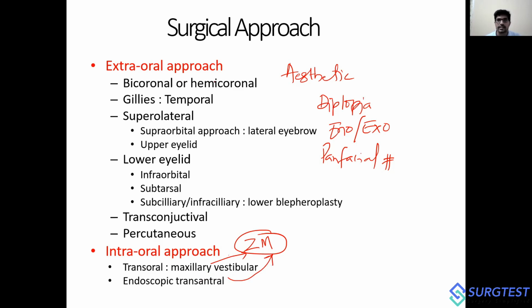In case of the extraoral approach, the bicoronal approach is considered when there are panfacial fractures. You can always very well go for the bicoronal approach. The Gillies temporal approach is reserved for isolated fractures of the zygoma which are depressed fractures. This is only for depressed fractures. The superolateral approach is for ZF, zygomatico-frontal process fractures, that is when the ZF suture is involved. Whereas the lower eyelid and transconjunctival approaches are reserved for infraorbital rim fractures.